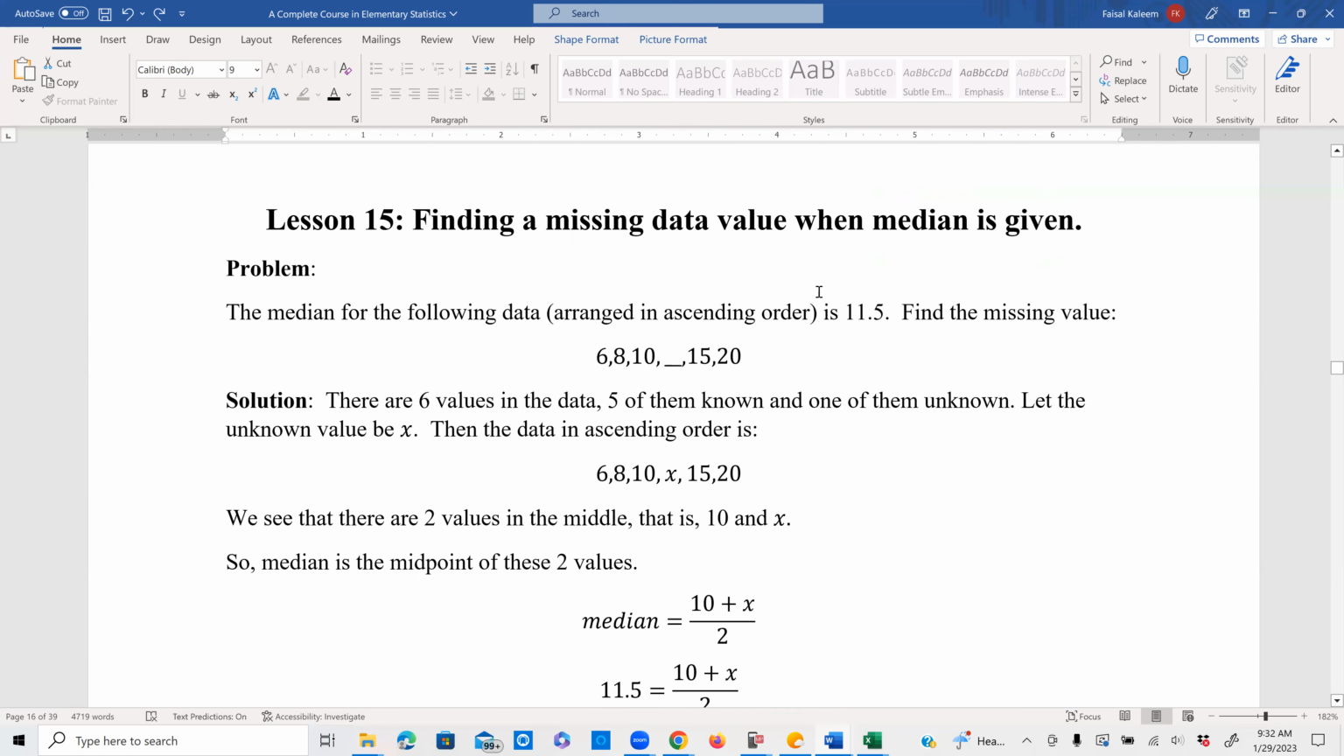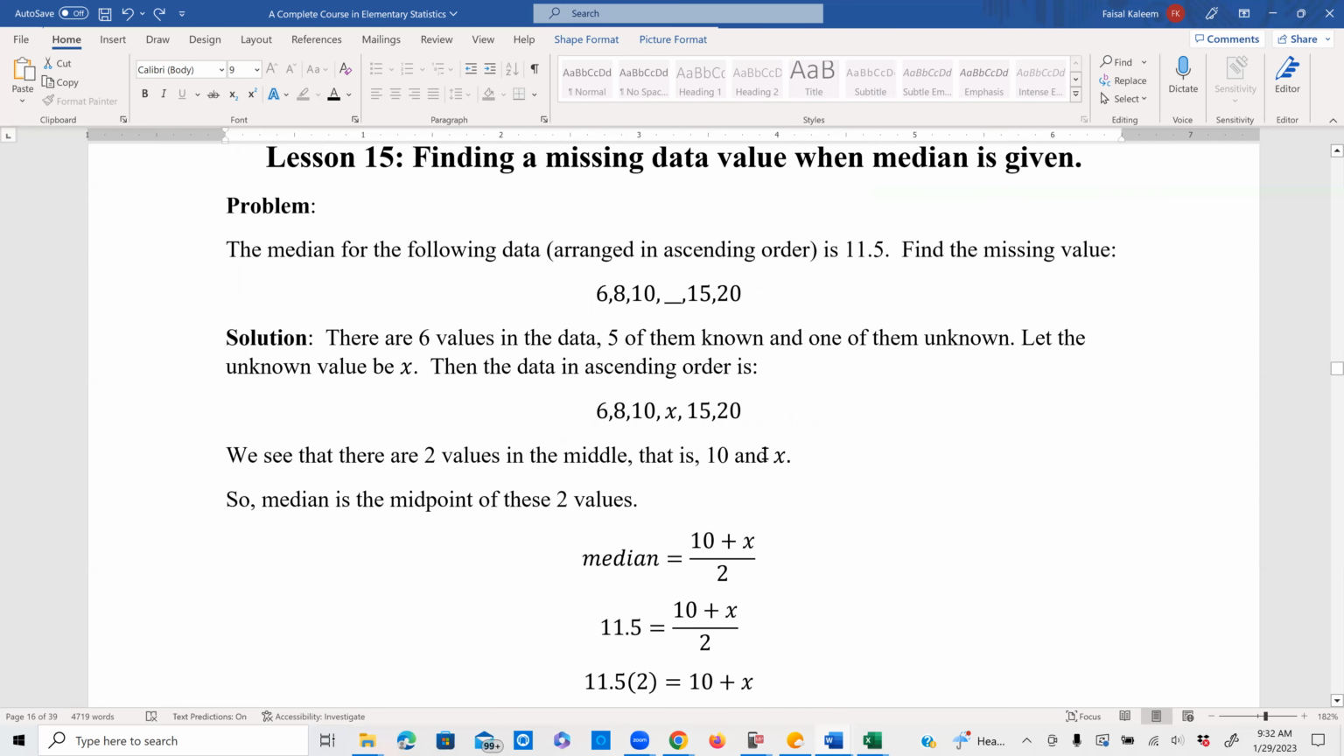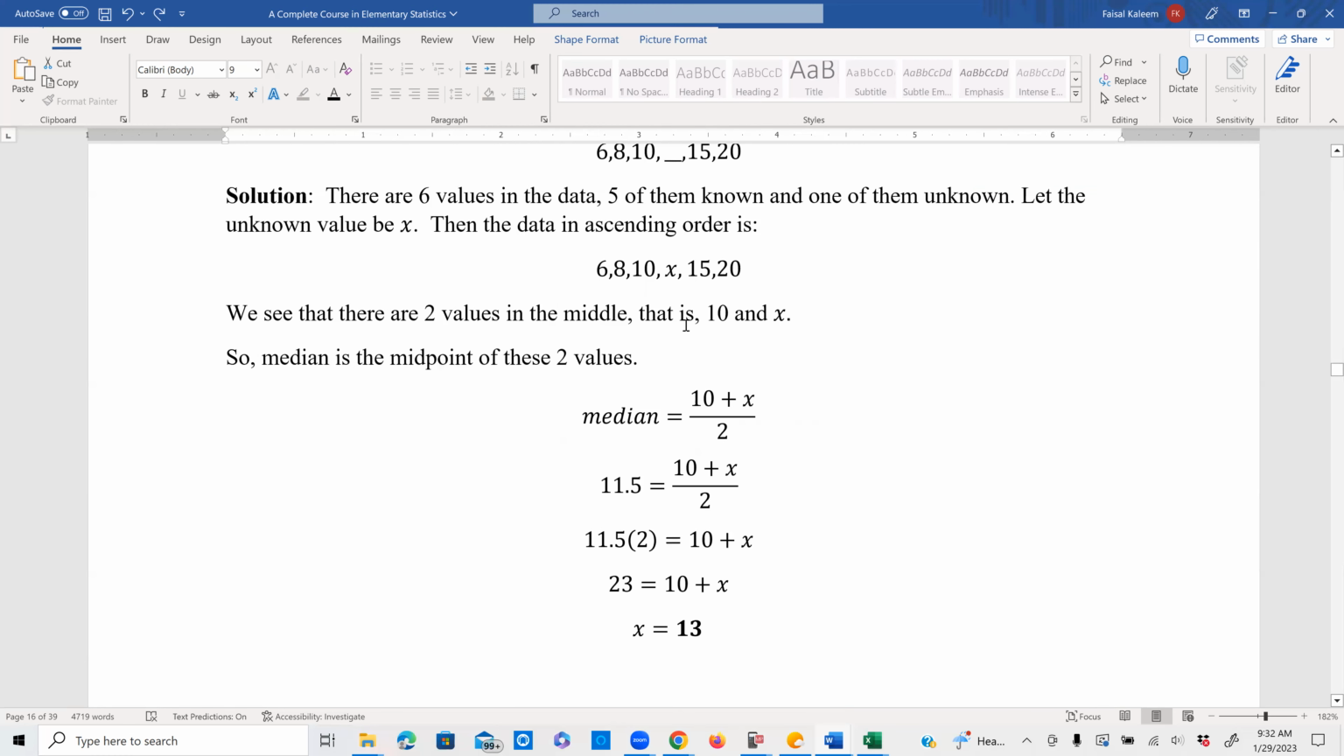Finding a missing data value when the median is given. So in this one, we have 6, 8, 10, and then a missing value, and then 15 and 20. And we are told that the median is 11.5. So how to find it? Let's call the missing value X. And then we know that if there are 6 values, which there are in this case, including the X, then we find the median by taking the midpoint of the 2 middle values.